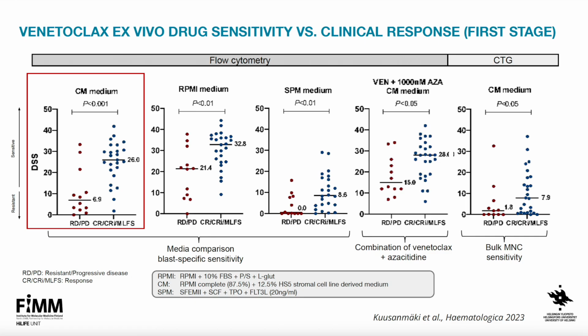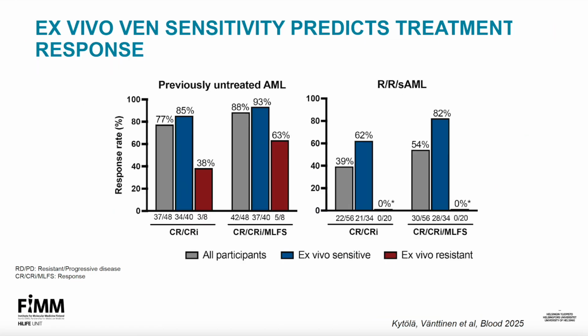So interestingly, when we're comparing the different types of media, the conditioned media, which was sort of an in-house made media, performed the best compared to a standard RPMI mix or the StemCell Technologies mix. And this was also not only the case for venetoclax itself, but also with the combination of venetoclax and azacitidine. In addition, the flow cytometry assay or platform was a much better readout compared to the bulk viability readout.